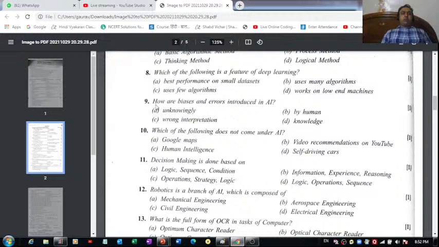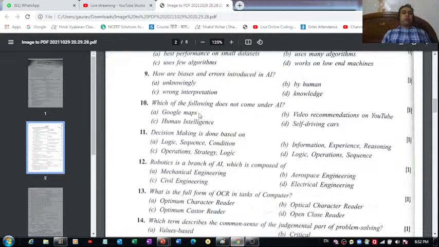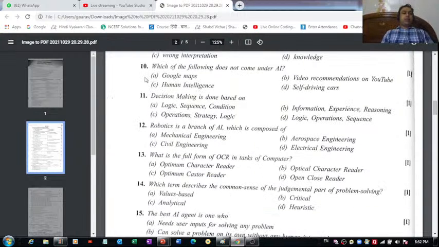For question number 9, the correct answer is part B, by human. Let's come to question number 10, which says, which of the following does not come under AI?